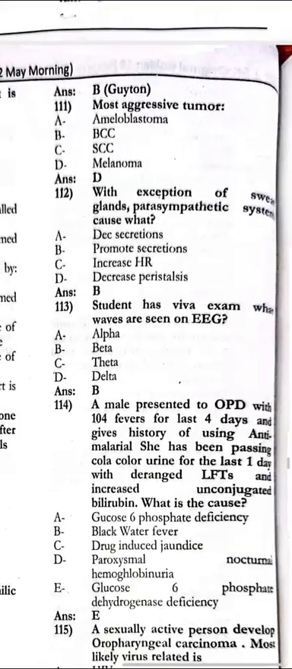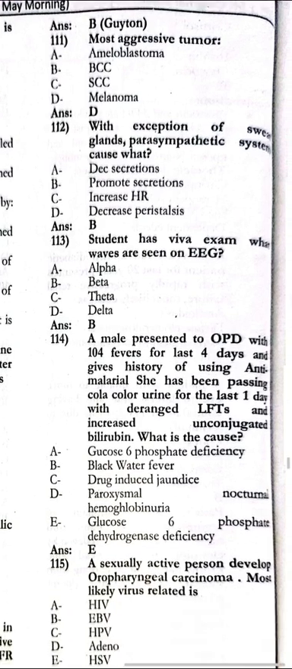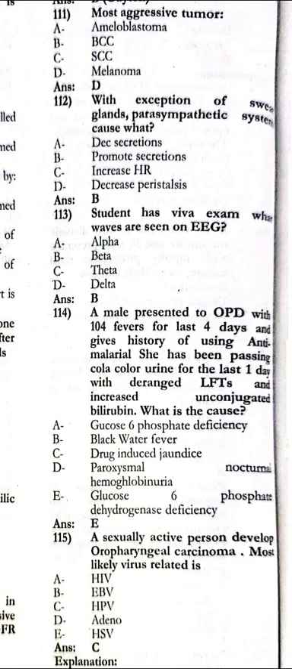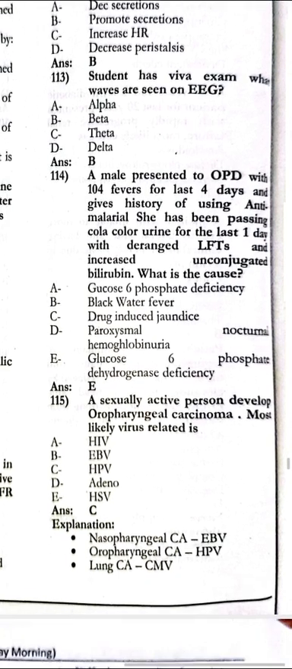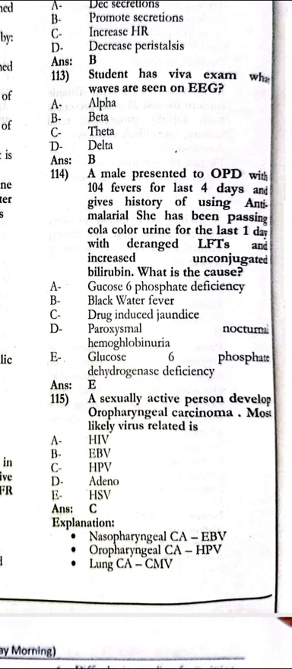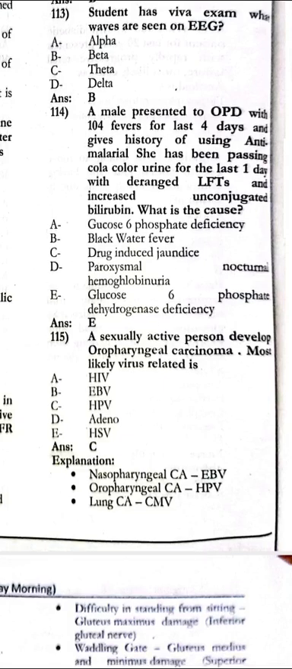Next, the most aggressive tumor is basically melanoma. With the exception of the sweat glands, the parasympathetic system causes what? That is promote secretion. A student has a viva exam. What waves are seen on EEG? That is beta waves. A male presented to OPD with a 104 fever for the last 4 days. He has a history of using antimalarials. He has been passing cola urine for the last 1 day with deranged LFTs and increased unconjugated bilirubin. What is the cause? That is glucose 6 phosphate dehydrogenase deficiency.